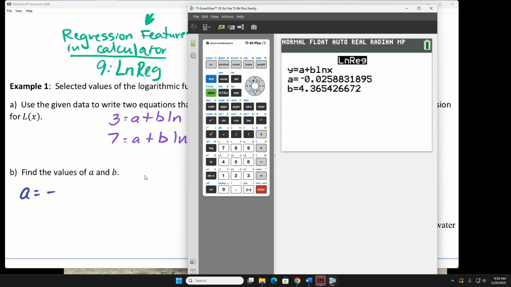And so for A, you can say 0.025 or 0.026. Both are 100%, right? And then for B, there is only one answer, which is 4.365, unless you go to more decimal places, and that is always perfectly acceptable.